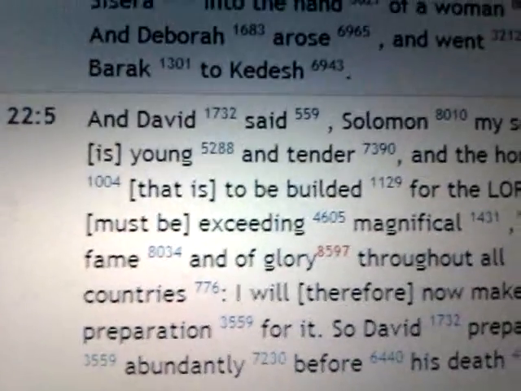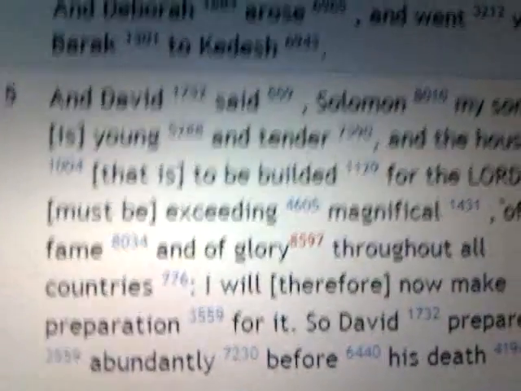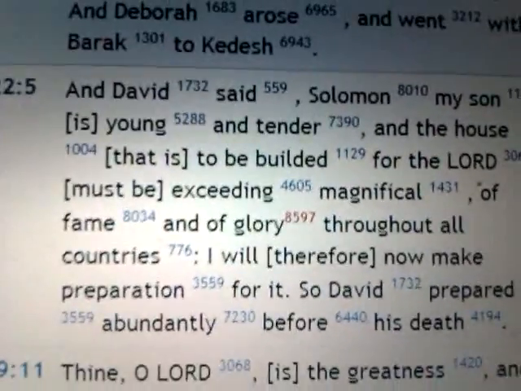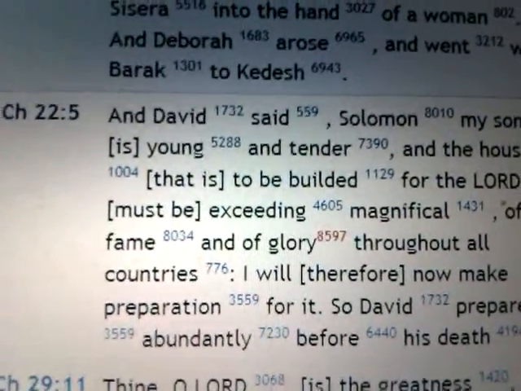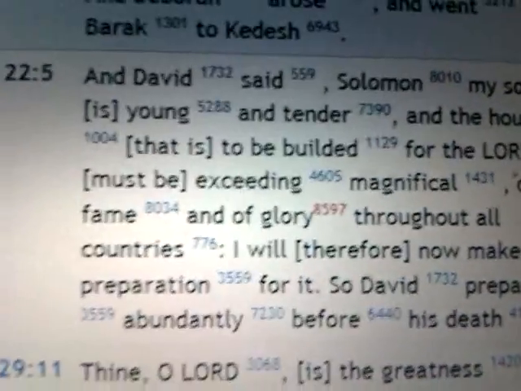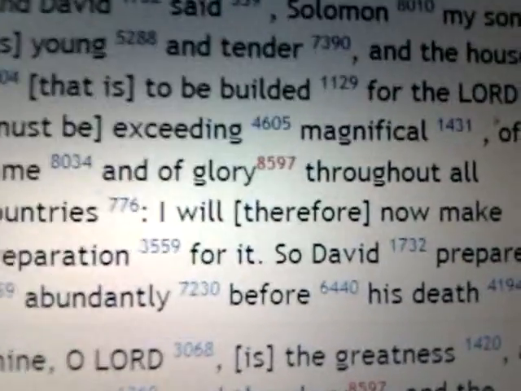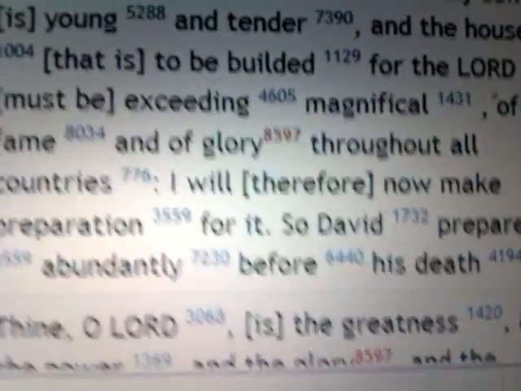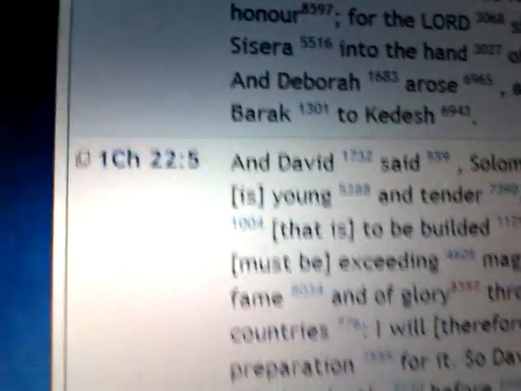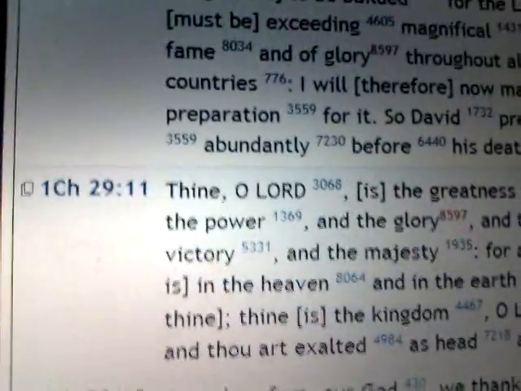So the glory word, wherever that red is when we're searching, it shows us where that key word we're looking for is found within the Hebrew or the Masoretic. Throughout all countries, I will therefore now make preparation for it. So David prepared abundantly before his death. This is according to 1 Chronicles 22:5.